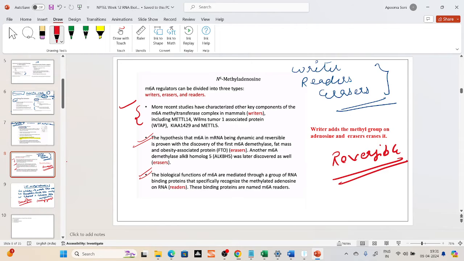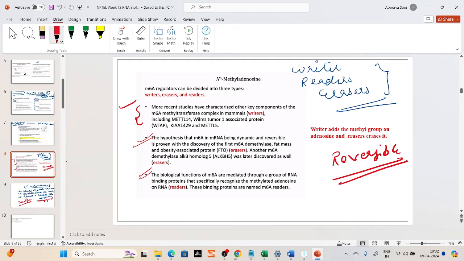So addition of the methyl, the N6-methyladenosine modification, is one thing and biological function is another thing. Addition is done by writers and biological function is performed by readers. And demethylase activity, that means erasing the modification, that is done by erasers.